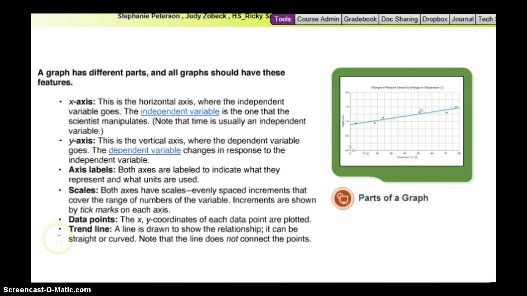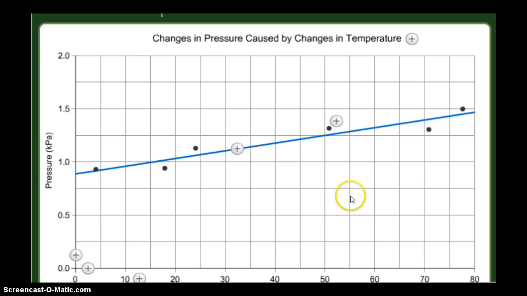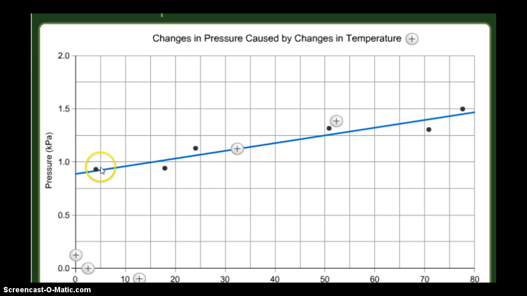And the trend line. A trend line is drawn to show the relationship. It can be straight or curved. Note that the line does not connect the points. That's really important. We're going to be doing trend lines, and those of you that took physical science know how much we do trend lines. It does not connect the dots. Instead, it's a straight line to show the average.